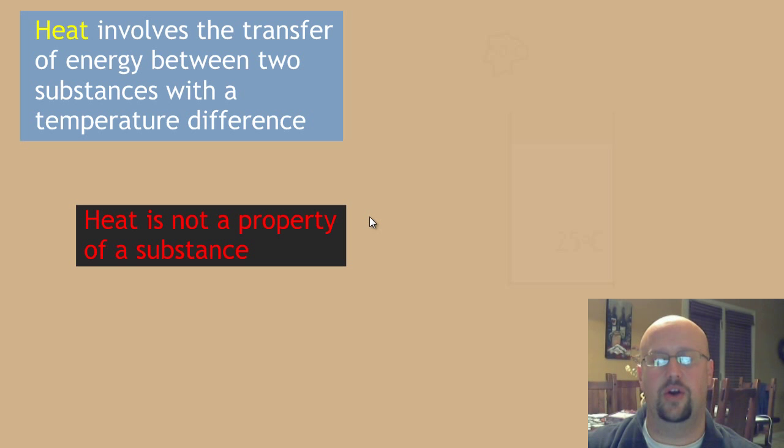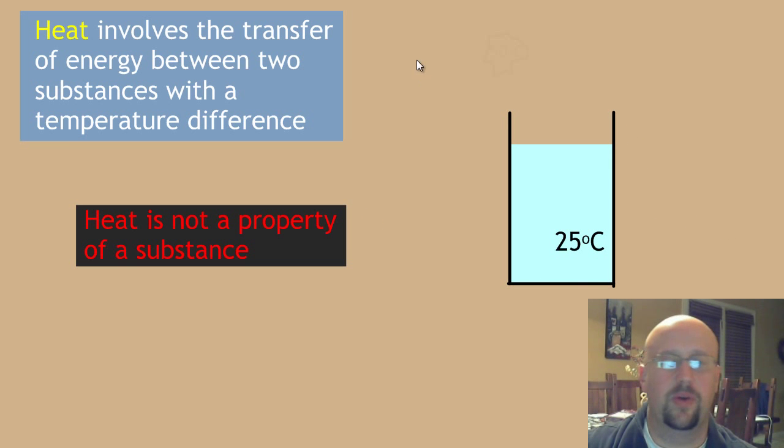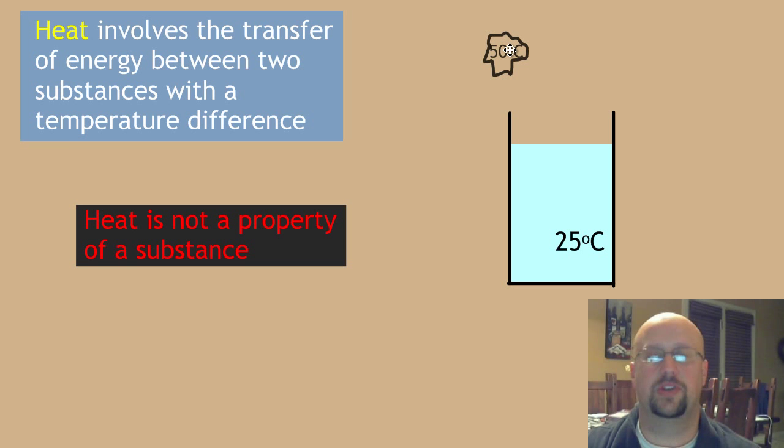You can't grab a substance and say it has this much heat in it. Heat is temperature differences between two things and energy flowing between those two things. And so, as an example, if we were going to do, say, a calorimetry experiment, we'll talk more about calorimetry in future videos and in the lab.